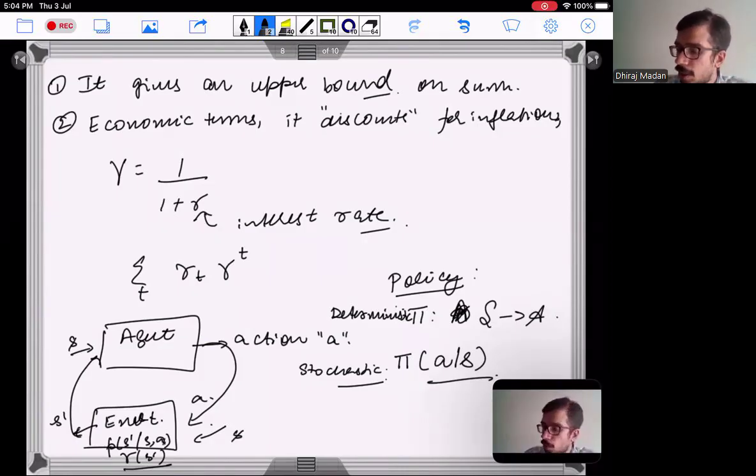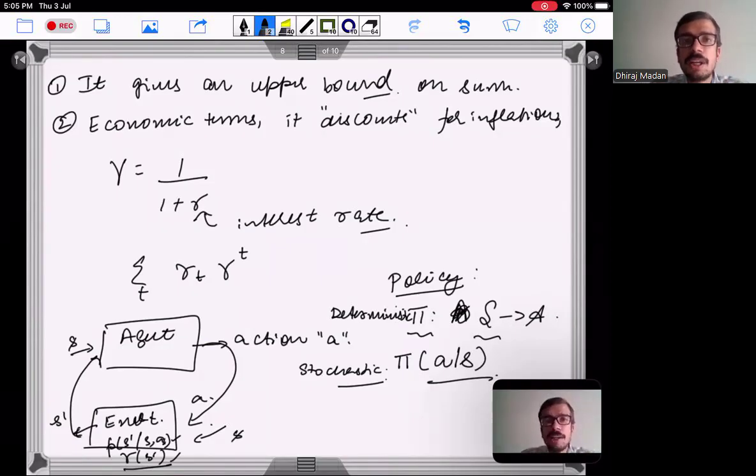Now, both these rewards and the transitions are governed by the environment, but the agent has a choice over the actions which it can take. The choice of actions is known as the policy. So policy is a function. It can be a deterministic policy, in which case it's a function from the set of states to actions. So given a state, what is the action which the agent is going to pick? That's known as the policy pi.